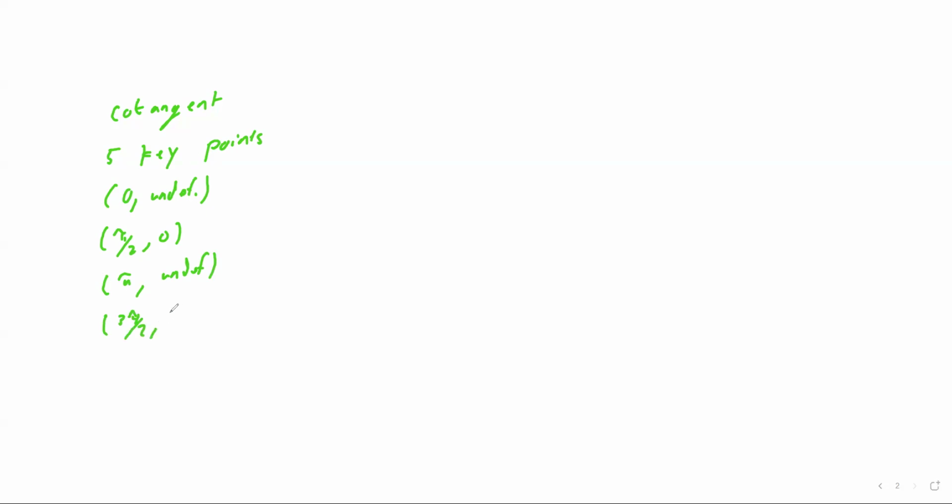Then we have cotangent. Our 5 key points here are kind of like the opposite. It basically looks like it just shifts over. So it's 0, undefined; pi halves, 0; pi, undefined; 3 pi halves, 0; and 2 pi, undefined. And again, the period of cotangent is just pi.